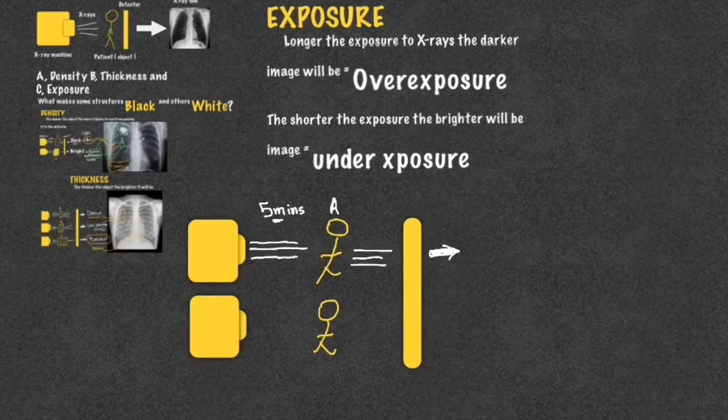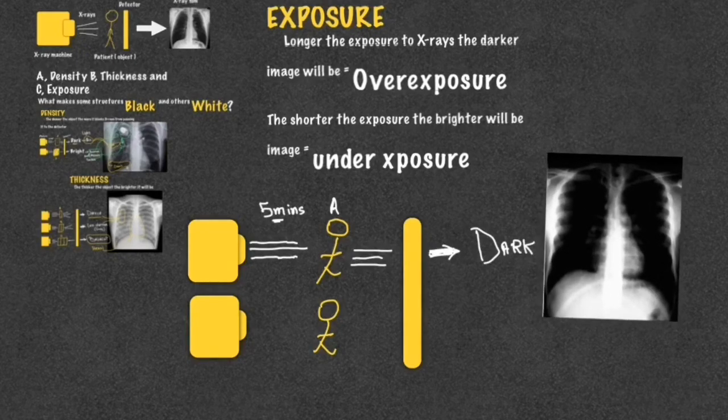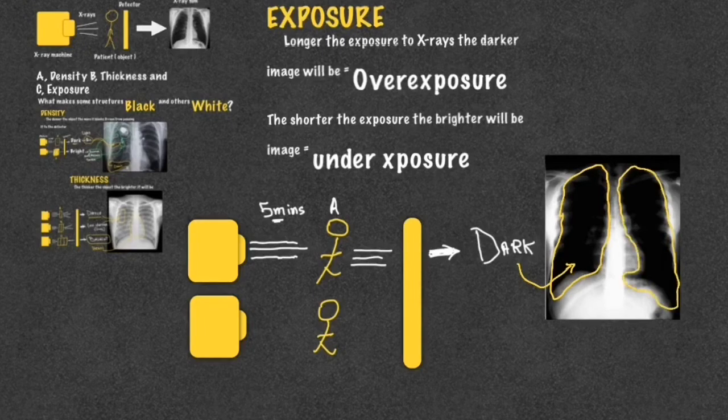So overexposure to the X-rays will create a darker image, like in this example. This is called overexposure. If you see a film like this one, it's overexposed, and it will not allow you to see the normal structure or any pathology. So this is not good quality.